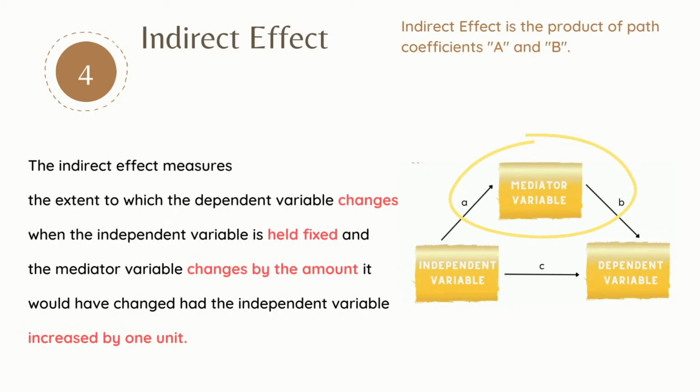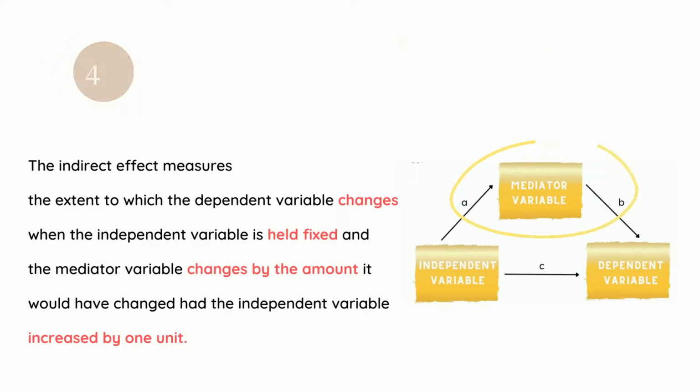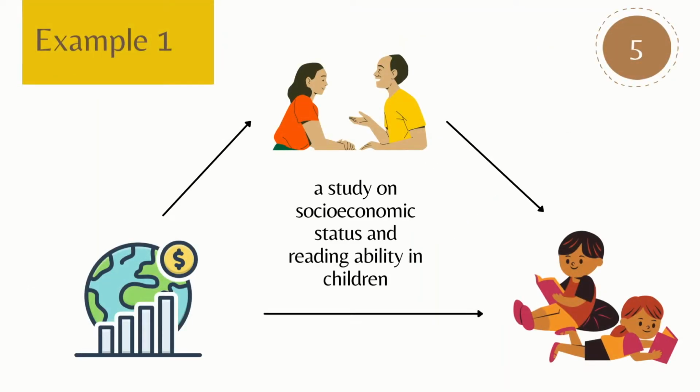The indirect effect is the product of path coefficients A and B. The indirect effect measures the extent to which the dependent variable changes when the independent variable is held fixed and the mediator variable changes by the amount it would have changed had the independent variable increased by 1 unit. And let's look at an example, which would be even better to understand it.